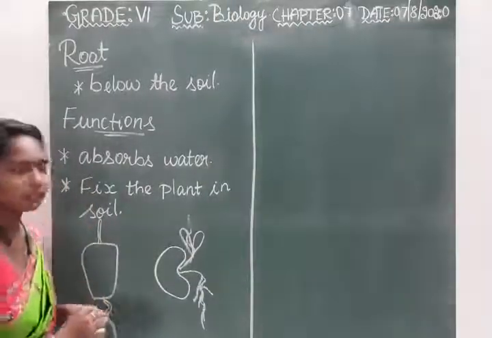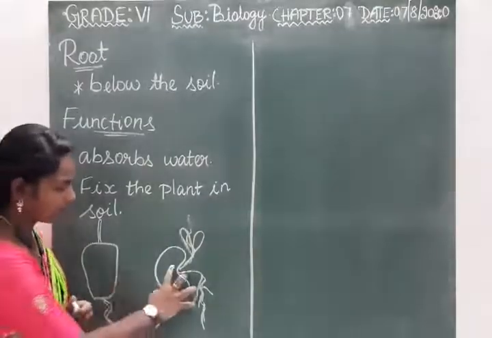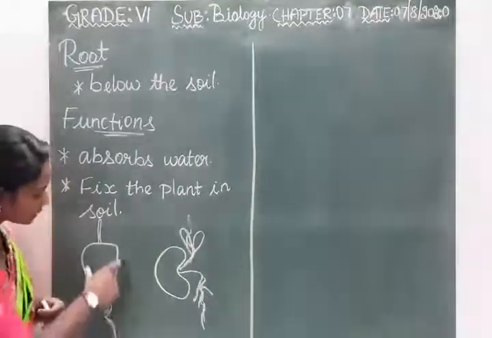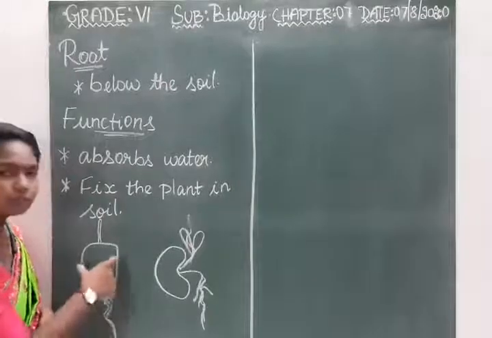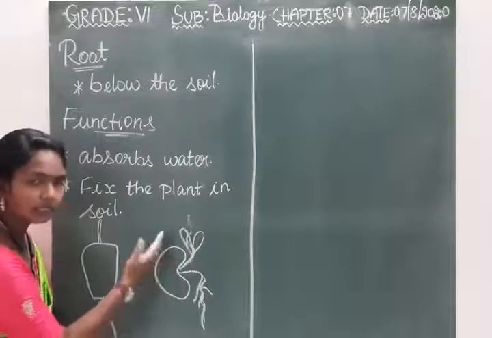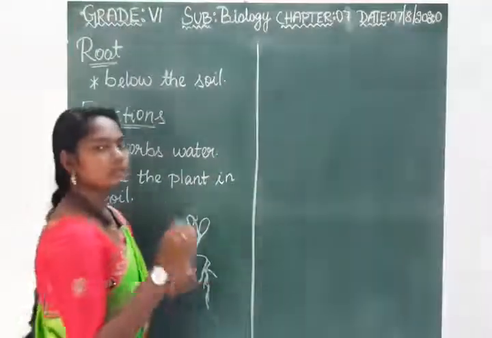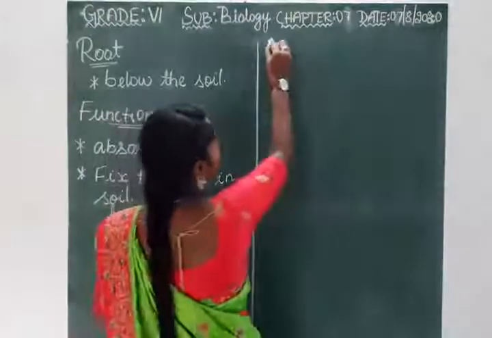Here you can see some difference between the maize seed and the gram seed. If you see the maize, it cannot be split into equal halves, but the gram can be split into equal halves. This type is called monocotyledon.